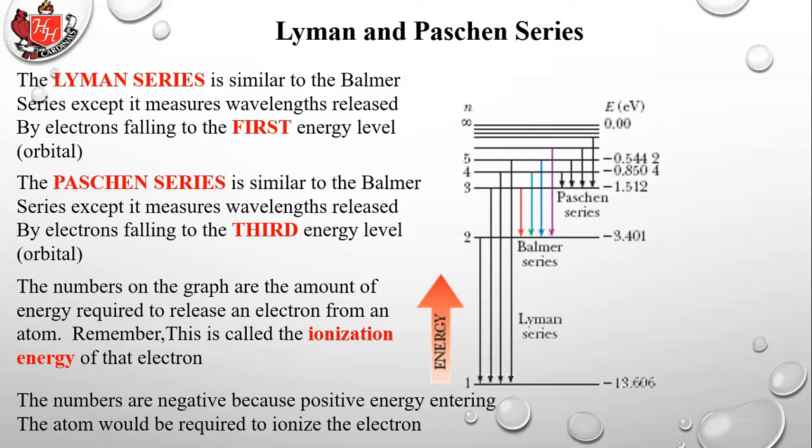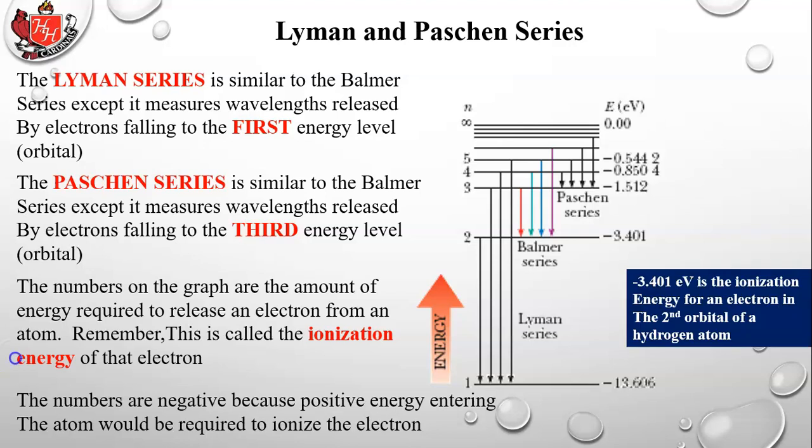You put energy into an atom, that energy will then pull the electron out if it's enough to meet its ionization energy. So negative 3.401 electron volts is the ionization energy for an electron in the second orbital of a hydrogen atom.